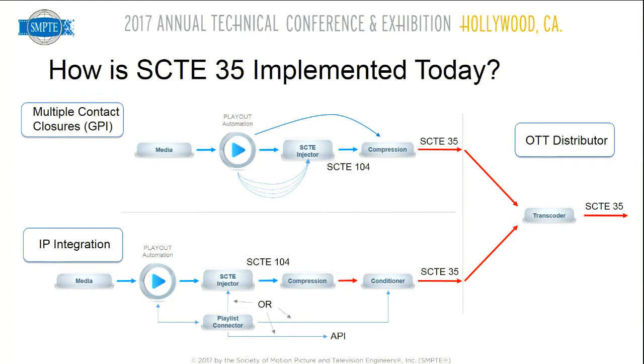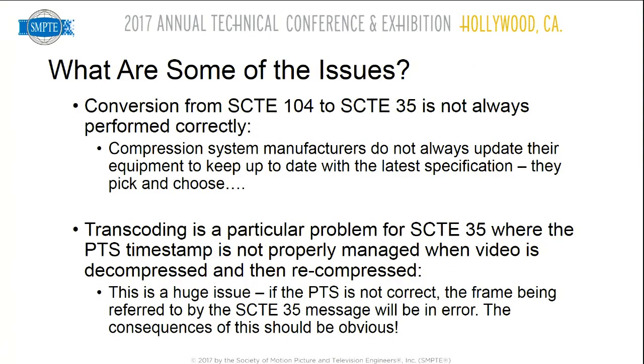And so you end up with the SCTE 35, and then that gets sent off to the OTT distributor who transcodes it, and hopefully they preserve the SCTE 35 data through that transcode process. But there are a couple of problems which I'll talk about on the next slide. One is with the 104 to 35 conversion, and then of course the transcoder, which I already mentioned.